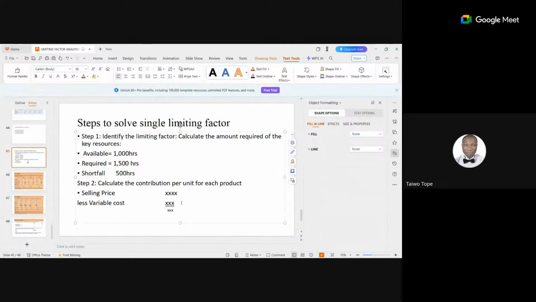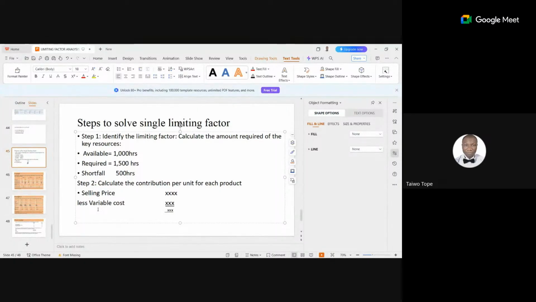Write it down, so that when you are solving a question and you are not seeing the selling price, or the variable cost is not there, but you can see fixed cost and profit, just add your fixed cost and profit, and you get your contribution. I'm emphasizing this because most times students find it difficult to determine contribution when one of the variables is not given.